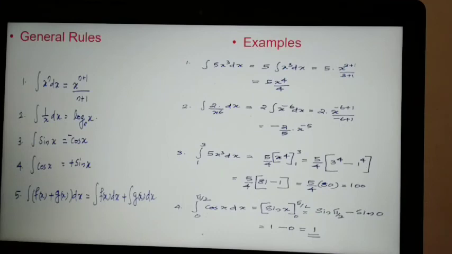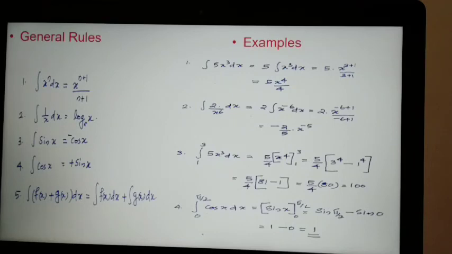Okay. Now you see the general rules once more. Integral 1 by x dx will be log x. What is the differential of log x? 1 by x. Integral sin x is minus cos x. What is the differential of cos x? Minus sin x. Integral of cos x is sin x. Differential of sin x is cos x.